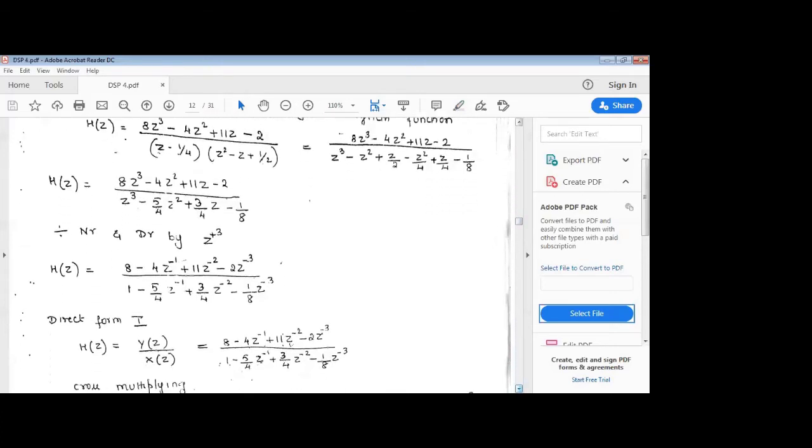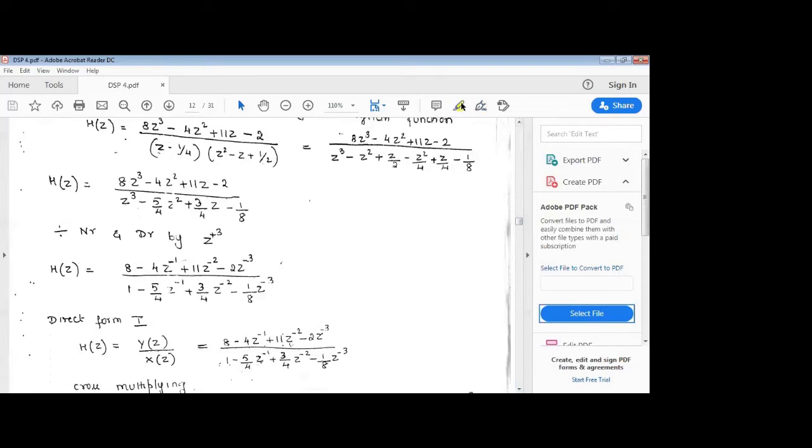So if I divide the numerator and the denominator both by z cube, what is the left out equation I'll be having? My left out equation will be 8 minus 4 into z to the power of minus 1. How did we get z to the power of minus 1 here?